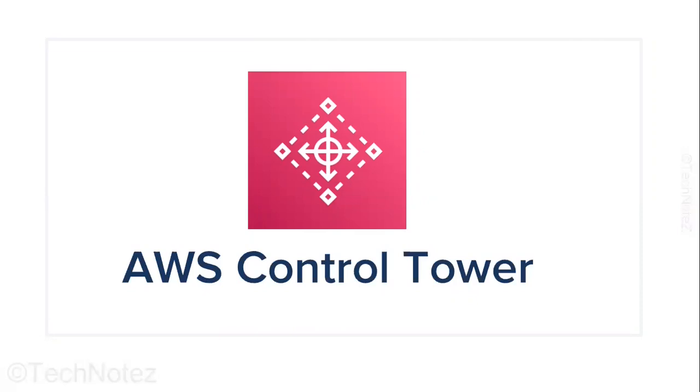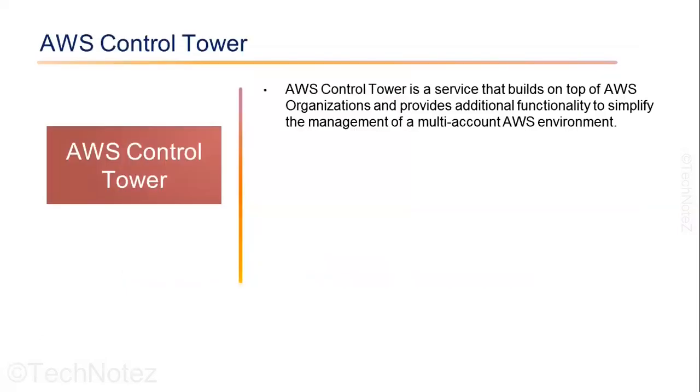AWS Control Tower is a managed service provided by AWS that helps organizations set up and govern a multi-account AWS environment. It simplifies the process of creating new accounts, configuring the security and compliance policies, and managing the resources across accounts while maintaining the desired level of security and compliance. AWS Control Tower is a service that builds on top of AWS Organizations and provides additional functionality to simplify the management of a multi-account AWS environment.